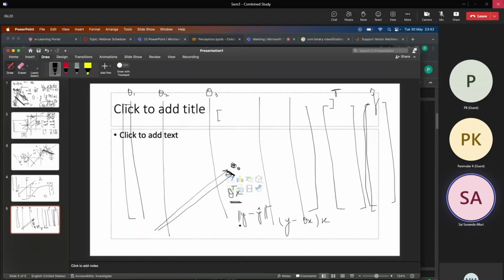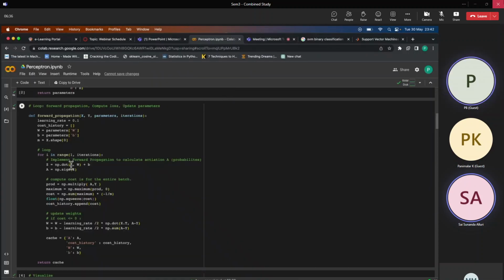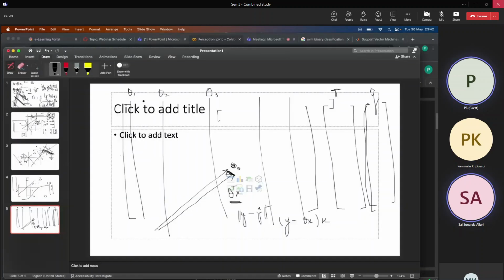No. This is 1 by 5. Okay, and what is this? This is 5 cross 1. See, theta is the weight. Here we are taking the dot product of the weights and the X.